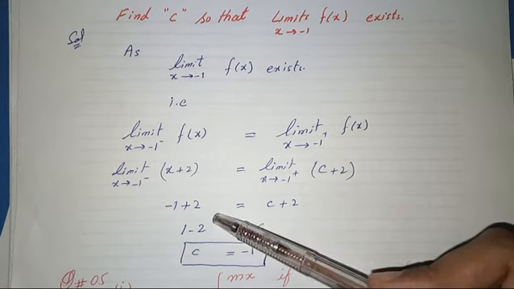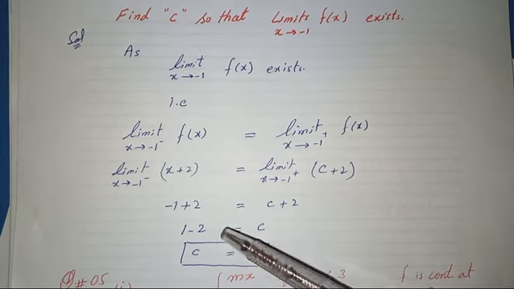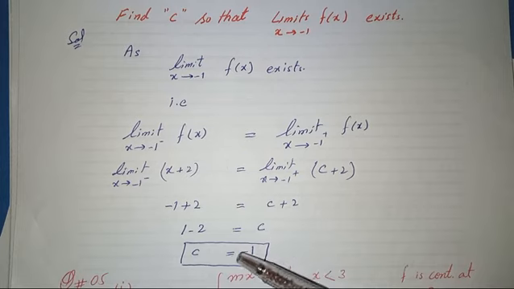Okay, minus 1 plus 2 is equal to c plus 2, 1 minus 2 is equal to c, and c is equal to minus 1. So this is your final answer. Now we are going to move to solve question number 5 of exercise 1.4.